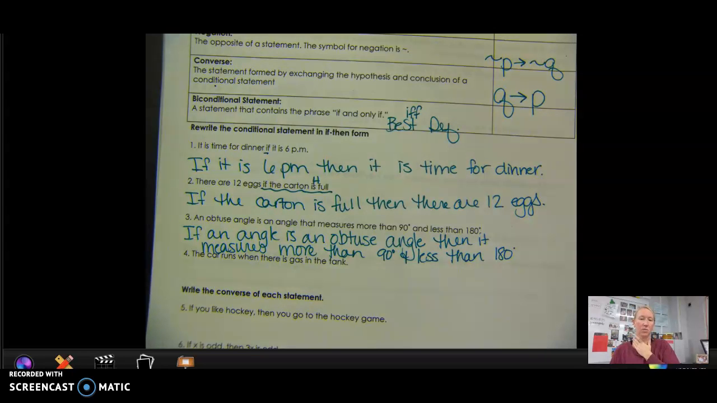A car runs when there is gas in the tank. So if a car runs, then there is gas in the tank, or if there is gas in the tank, then the car runs. One of those is actually true, one is false. Think about which one would be true and which one would be false. So the true one is, if a car runs, then there is gas in the tank. Think in your head of a counterexample to prove the other way around not true. If there was gas in the tank, then the car runs.